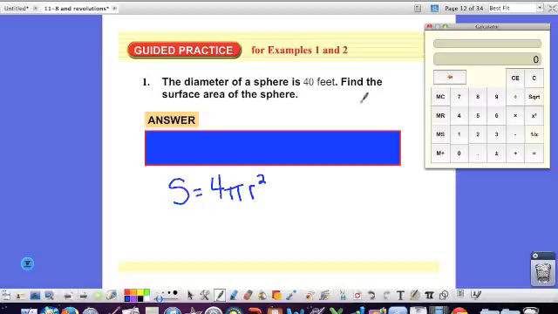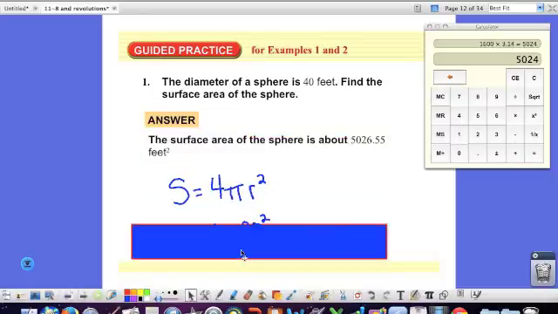If the diameter is 40, what's the radius? Oh, 20. Thank you. 4 times pi times 20 squared. 20 times 20 is 400, times 4 is 1600 pi, which is going to be approximately 5,024.